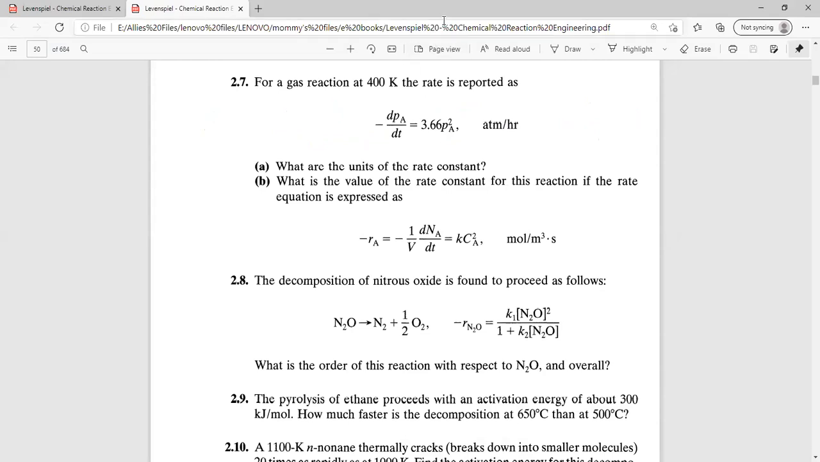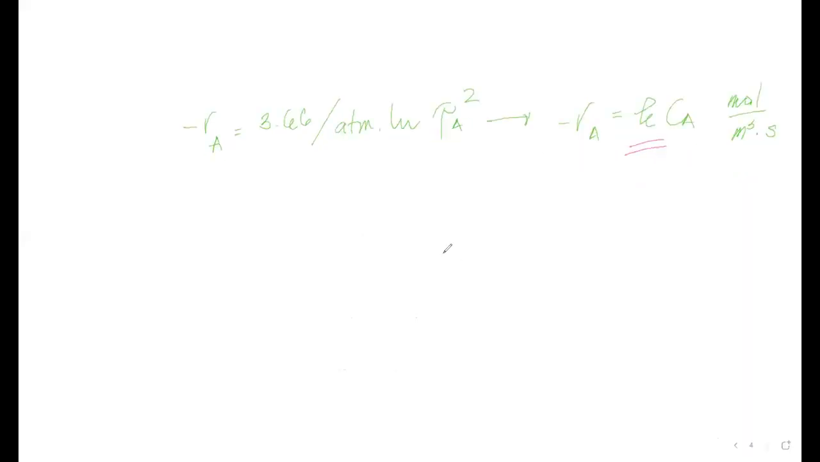Let me check if I have copied the 3.66. Okay, it's 3.66. Now, anybody who can tell the class what's to be done in here? From the 3.66, you will have to convert to a K, which should be in terms of mole per cubic meter per second. Anybody?